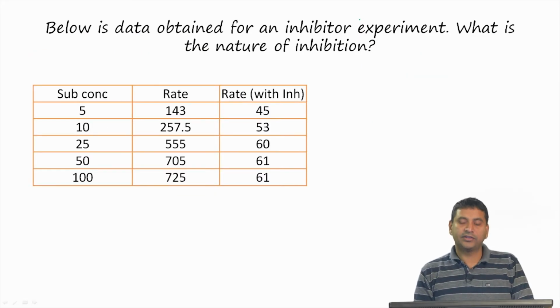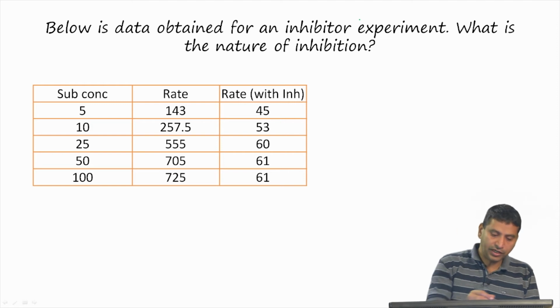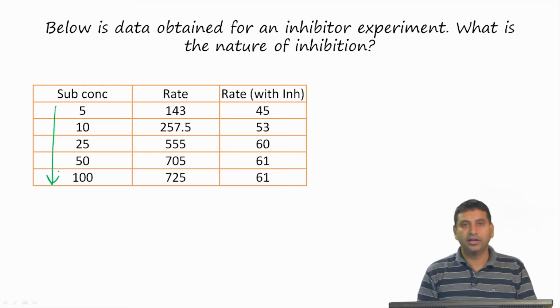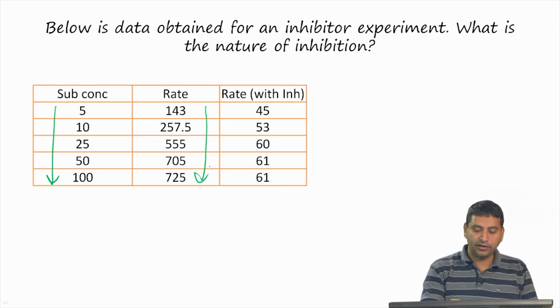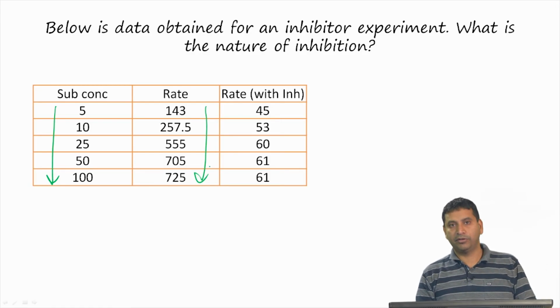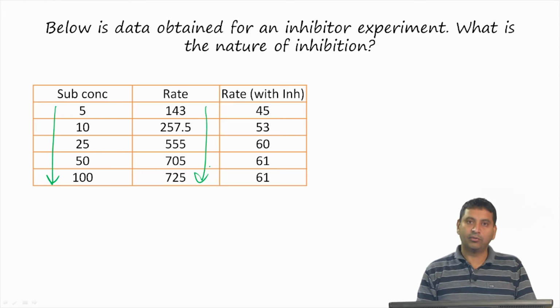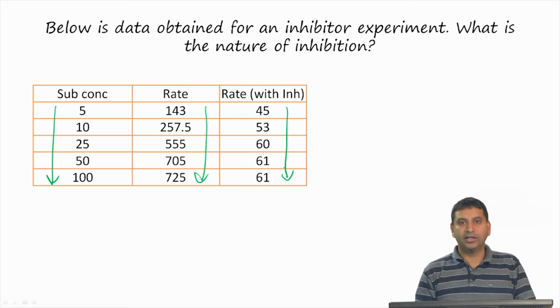Now, let us look at the next enzyme kinetics experiment. Here we are going to look at an inhibitor, and the question is what is the nature of inhibition. Again, the data that we have been given is the substrate concentration, which varies from 5 to 100, and the rate is given here. Rate can be measured in per second or per minute depending on what units we are putting in here, and this is the rate with the inhibitor.